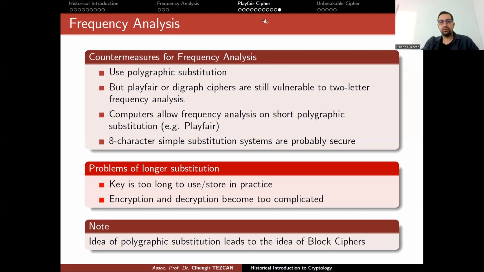Because in computers, a byte might represent something other than a letter. Right? So this actually leads us to the idea of block ciphers. But if you look at it historically, after this point, pen and paper methods become easily broken. So now you want to create devices like Enigma and so on. And then we will move on to the computer age and so on.